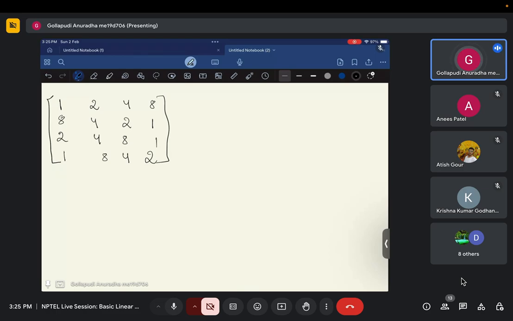So what can we do here? I want the reduced row echelon form of this and see whether I'm getting the identity matrix of 4 by 4. First of all, let's find the rank of the matrix. For that, reduce it to get into reduced row echelon form. So I'm doing operations.